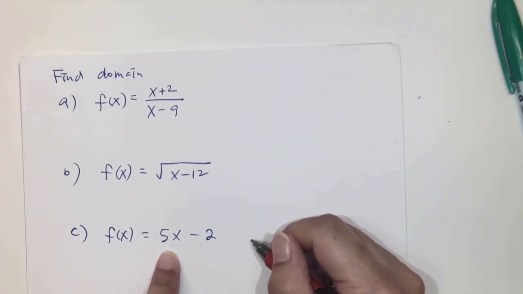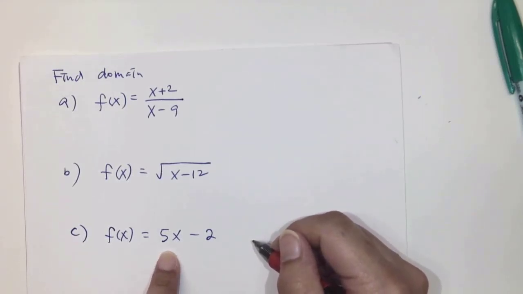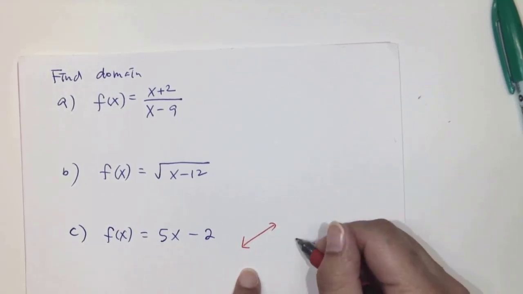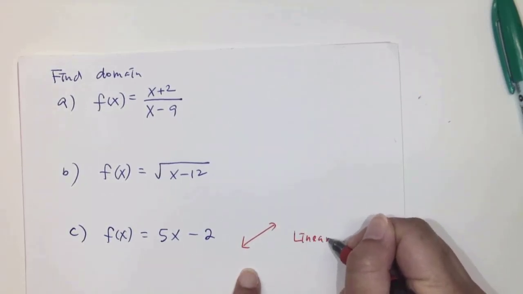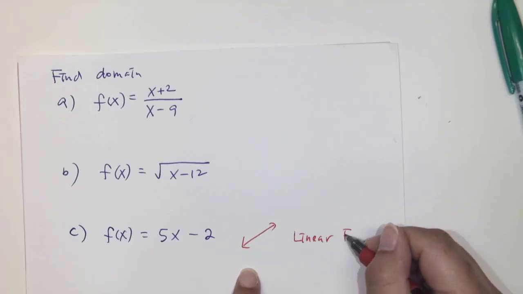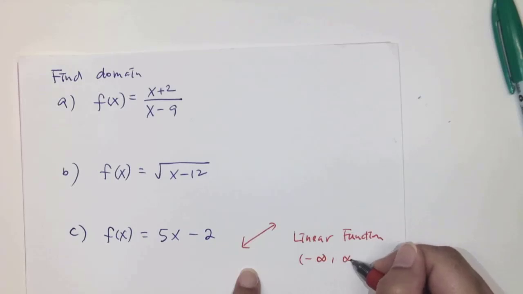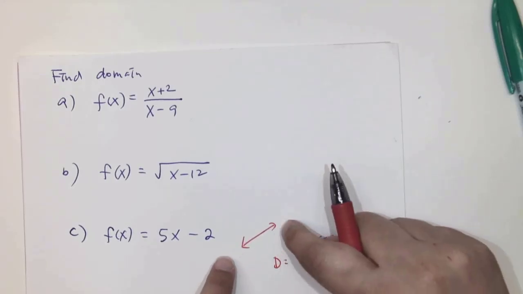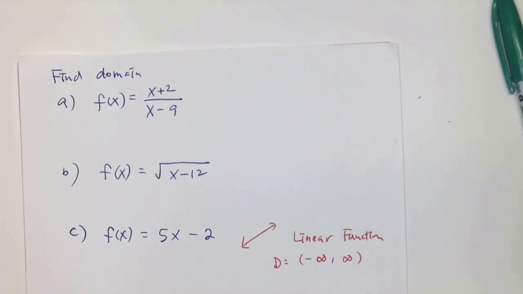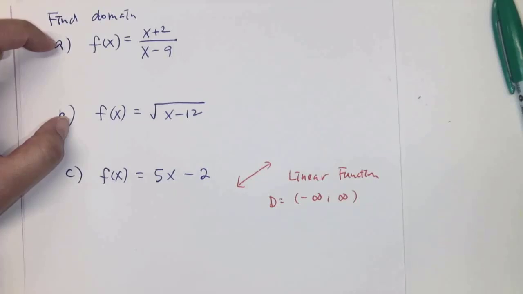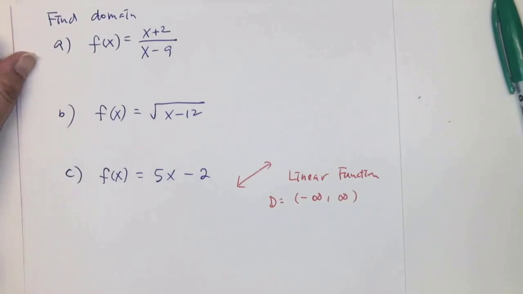A linear function. The slope is positive, so it goes like this, right? If the graph is like that, then what kind of domain do we have? Negative infinity to positive infinity, because the graph goes forever on both sides, right? So that's the one that is a regular polynomial. But these two have some issues. One of them has a denominator.